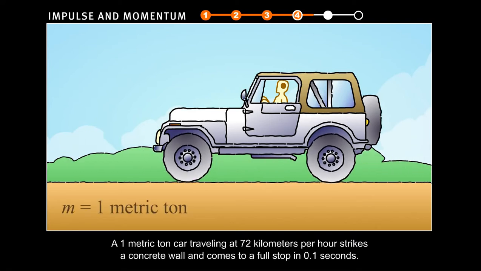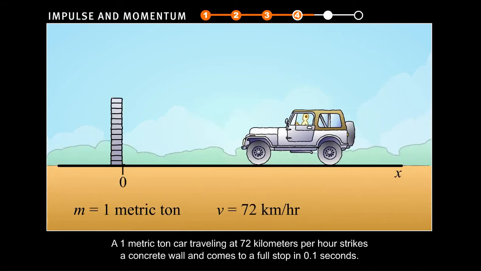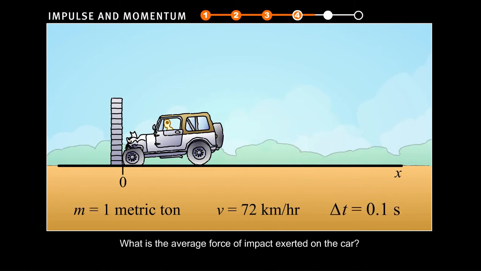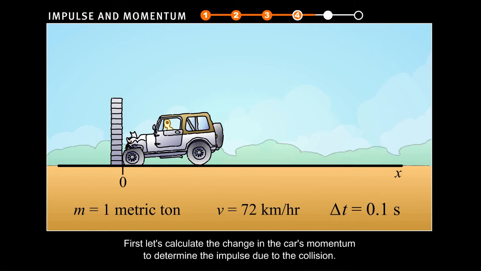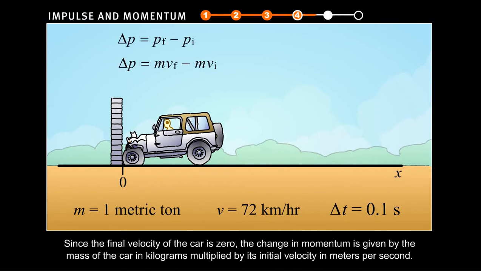A 1 metric ton car traveling at 72 kilometers per hour strikes a concrete wall and comes to a full stop in 0.1 seconds. What is the average force of impact exerted on the car? First, let's calculate the change in the car's momentum to determine the impulse due to the collision. Subtract the initial momentum from the final momentum. Since the final velocity of the car is 0, the change in momentum is given by the mass of the car in kilograms multiplied by its initial velocity in meters per second.